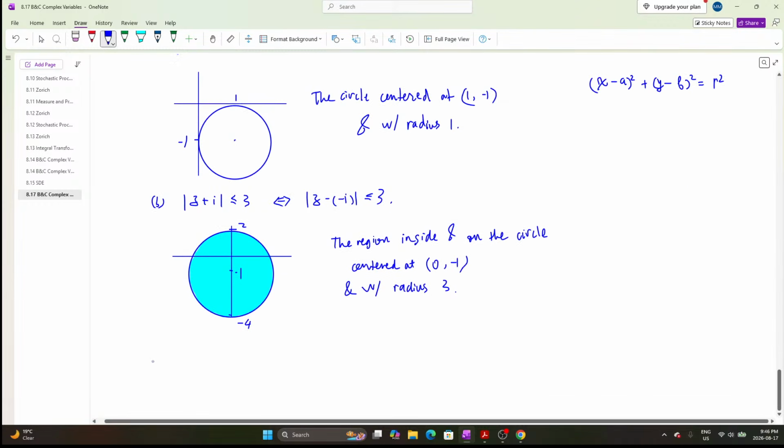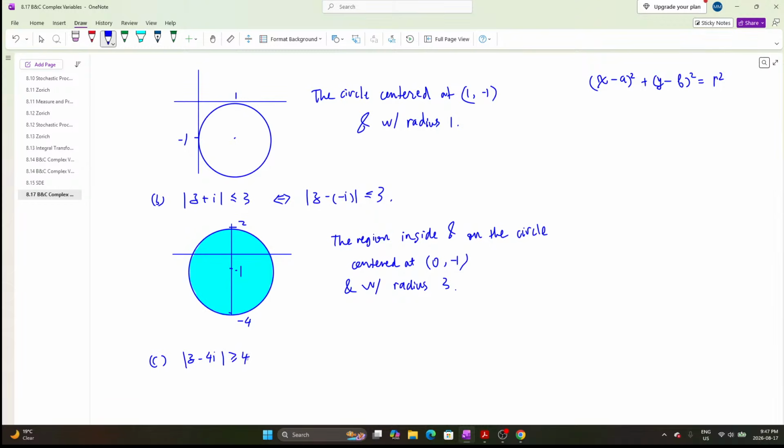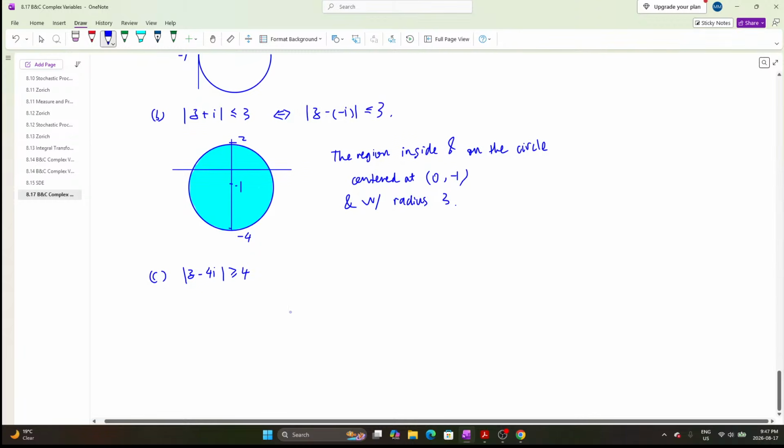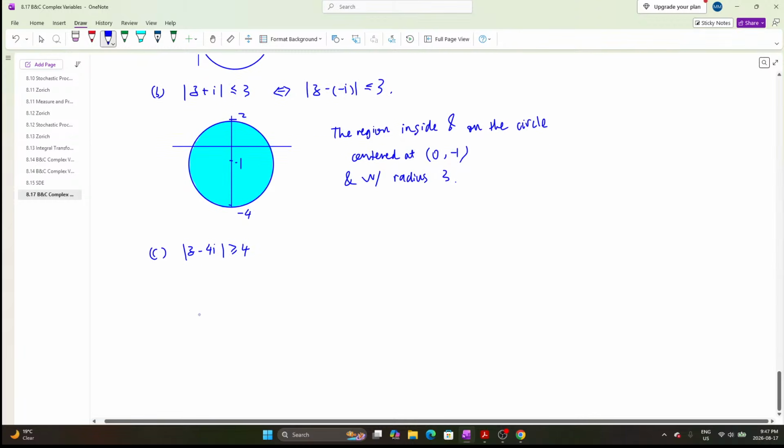Part C says |z - 4i| is greater than or equal to 4. So that's outside the circle, on the circle and outside the circle. So the distance is at least 4. So here, let's first identify the center. The center is 4i.